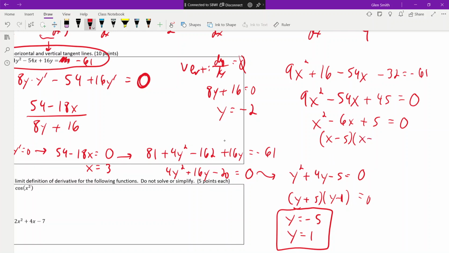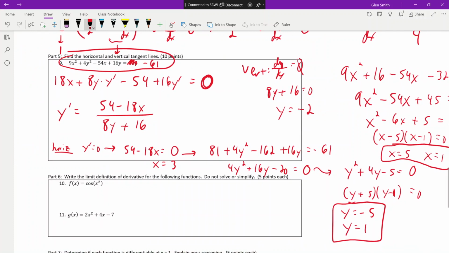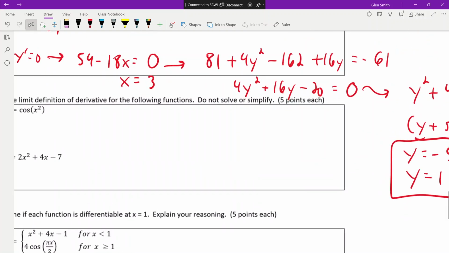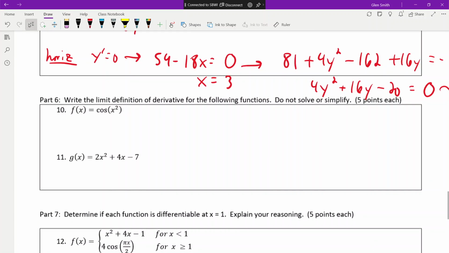We can divide all of that by 9. So this worked out really nicely here. And that factors into (x - 5)(x - 1). So the answers to that are x equals 5 and x equals 1. And it's just coincidental that y and x both have a 5 and a 1 in them. That doesn't have to happen. So that's how you do that.